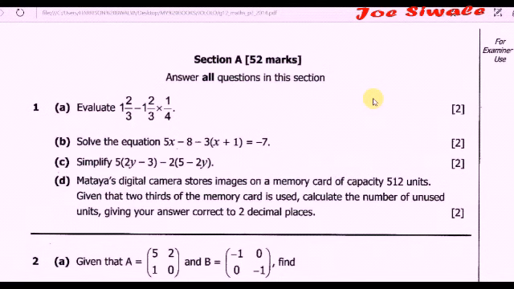For question 1d, it says Matea's digital camera stores images on a memory card of capacity 512 units. Given that 2/3 of the memory card is used, calculate the number of unused units. Give your answer correct to 2 decimal places.